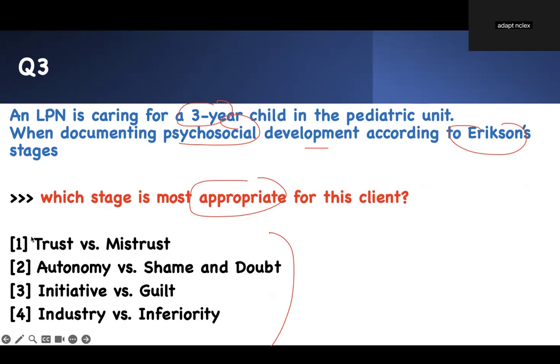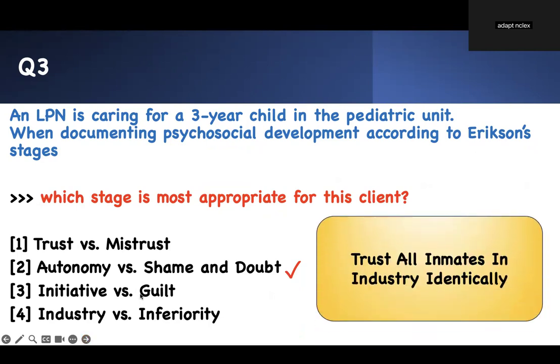What is your right answer? Which answer choice you pick? I can tell you, number 2 is the right answer. I'm giving you a mnemonic to remember it so that whenever you see this question again, this is the way you should do it. Trust all inmates in industrial and identically.